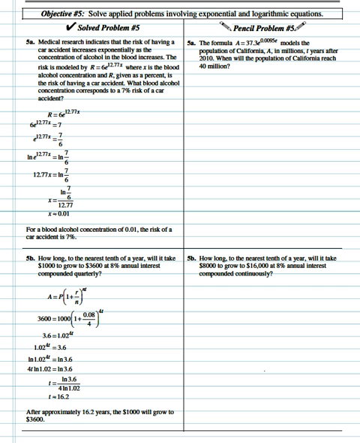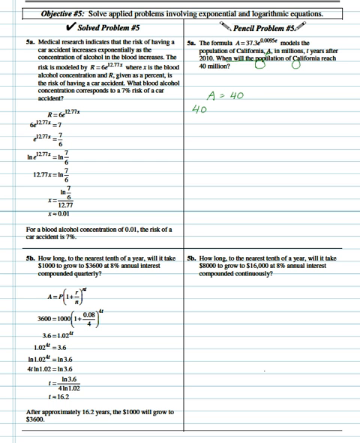This problem gives us the formula A is equal to 37.3 e power 0.0095 t. This models the population of California in millions, where t stands for years after 2010. And they're asking us, when will the California population reach 40 million? So they gave us a value, which is 40 million.